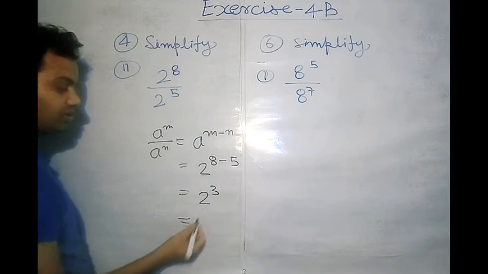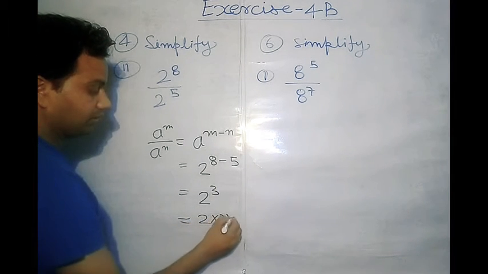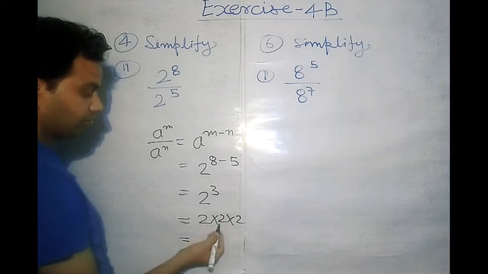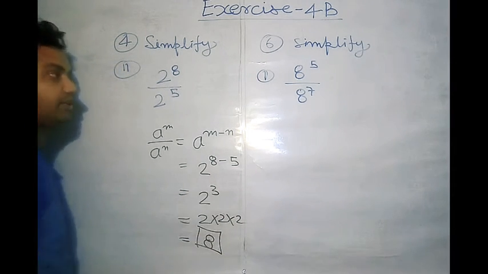It means now this 2 we have to multiply 3 times: 2 multiplied by 2 multiplied by 2 equals 8. So this solution is 8.